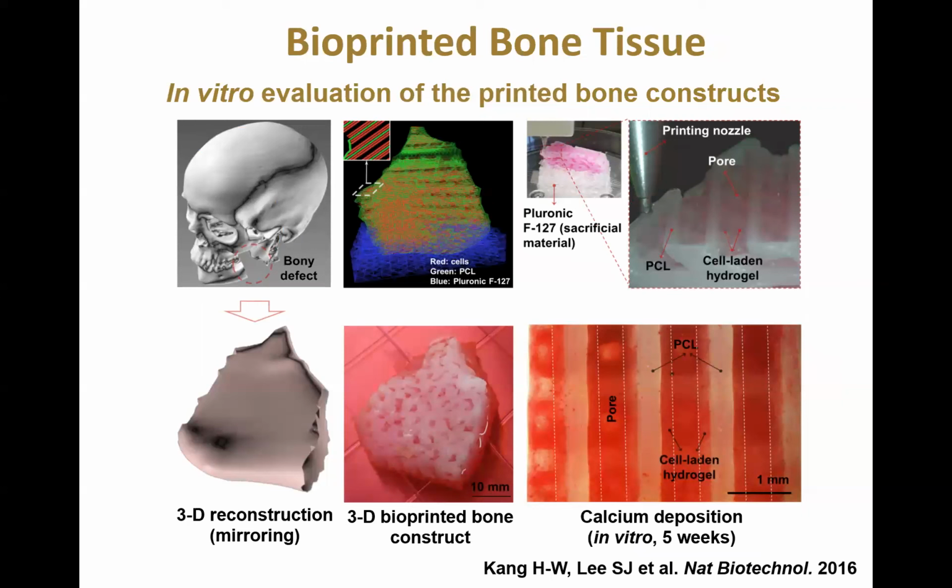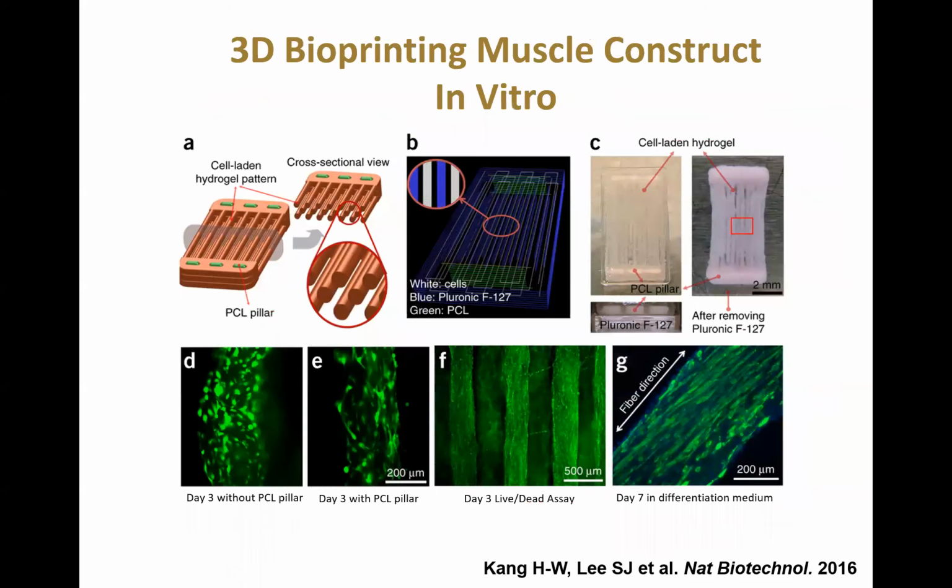You can use this to print bone tissue as well. You can take a CT image of a bony defect, and then print that exact structural dimension and add your osteoblasts into the construct, and then use that to repair a bone defect.